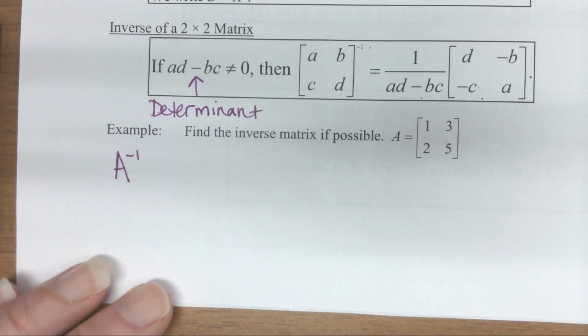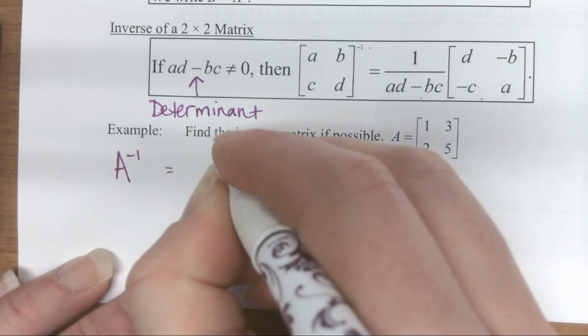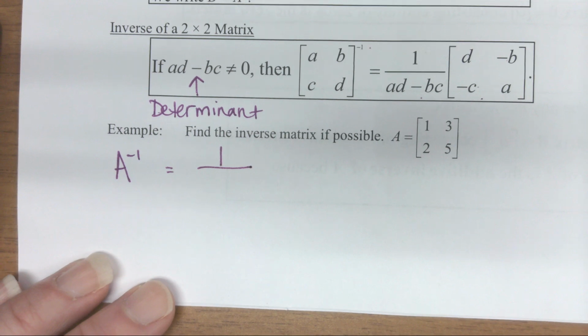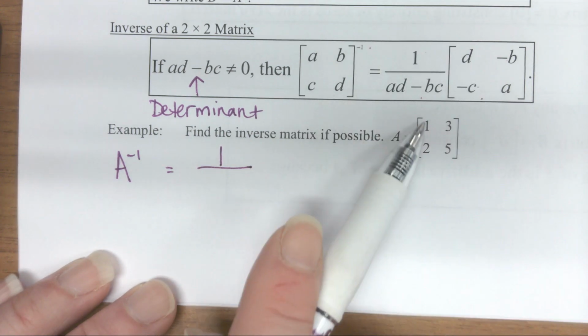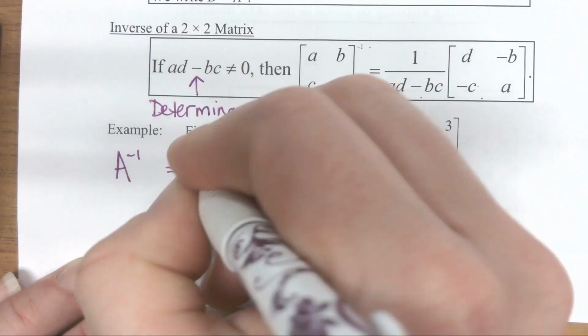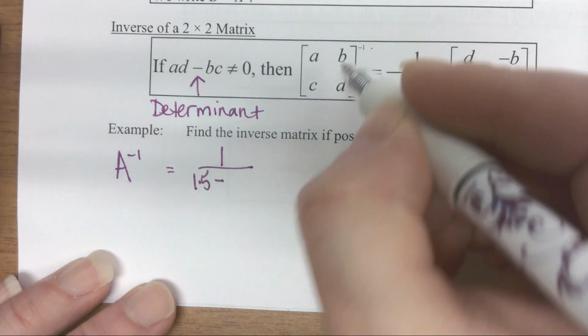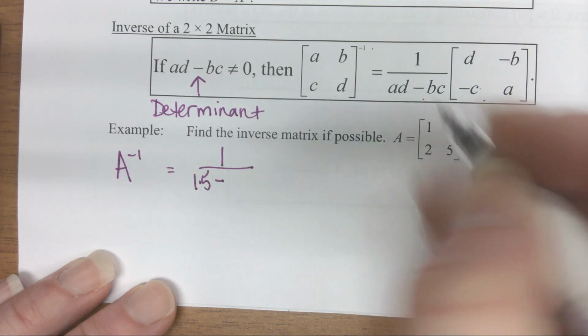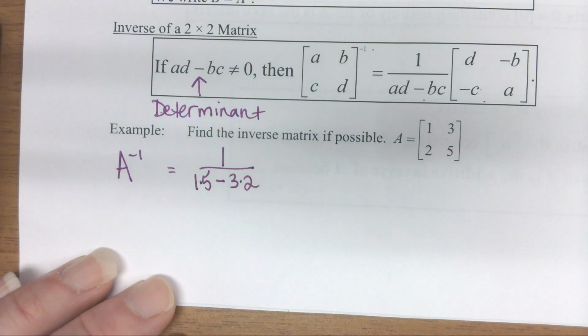So what I first do is I'm going to do 1 over A times D minus B times C. So A times D is 1 times 5 minus B times C, which is 3 times 2. I'll figure out what all that is in a second. It's a really small number in this case.